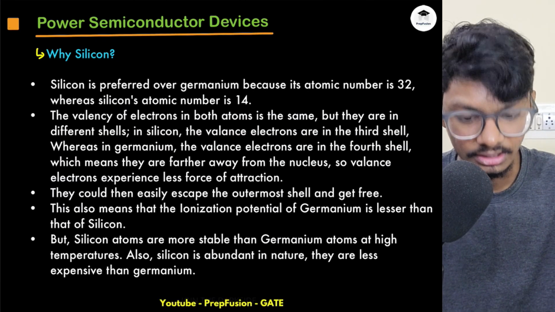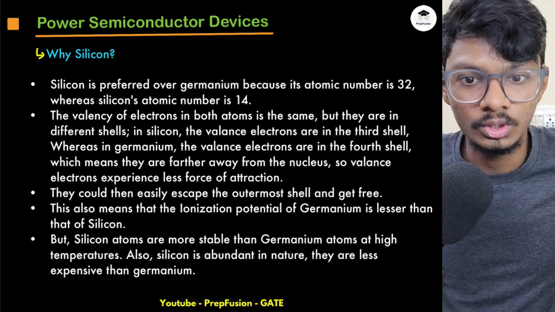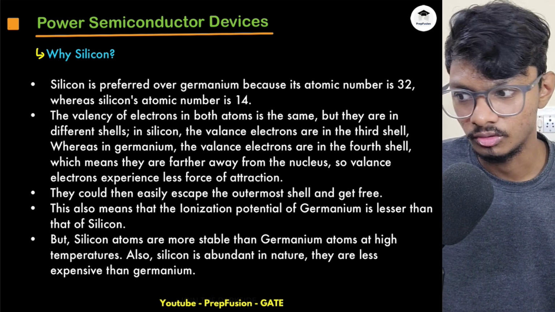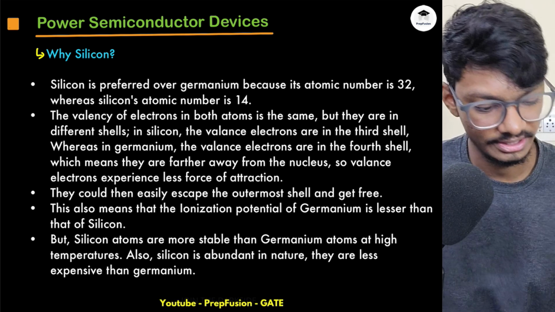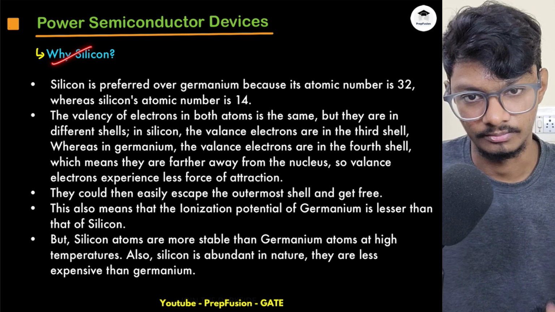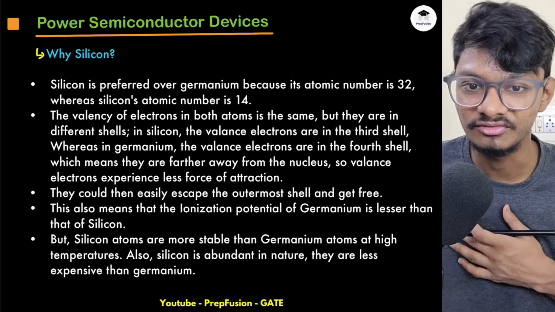Now let's understand, in most of the devices you will see silicon being used. Why do we use silicon? Why don't we use any other element like germanium, or carbon also we could use? Research is still ongoing, so we may use some other material as well, but for now we are using silicon. Why are we using silicon? Why do we love silicon so much?